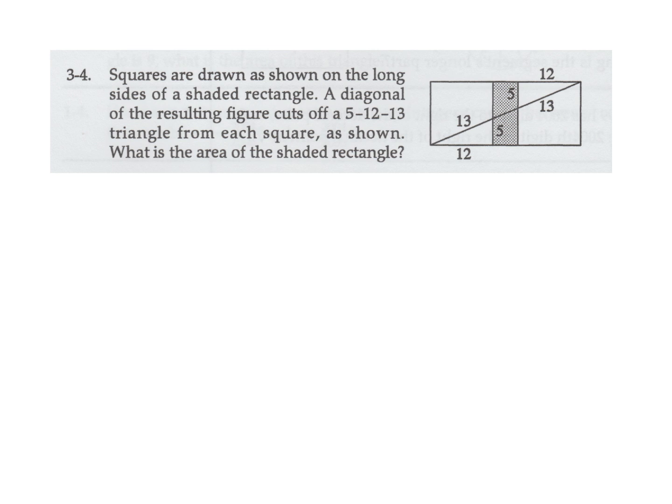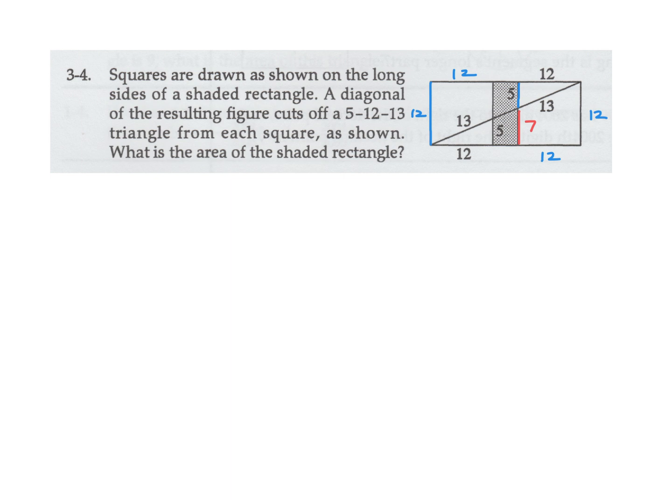Squares are drawn as shown on the long sides of a shaded rectangle. A diagonal of the resulting figure cuts off a 5, 12, 13 triangle from each square, as shown. What is the area of the shaded region? Okay. Well, if it's a square, that means this side is 12. They're all 12s. And if from here to here is 5, and the whole side is 12, that means from here to here would be 7.